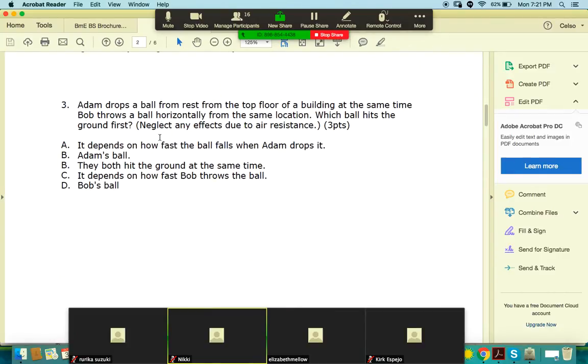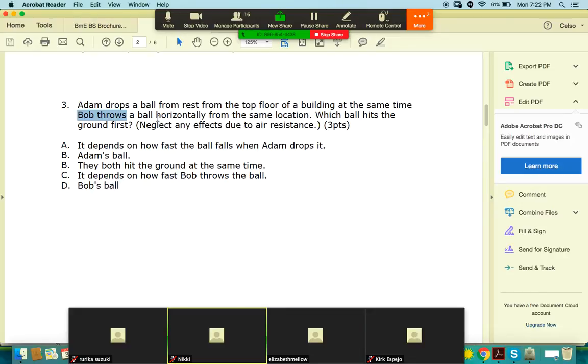Okay, Adam. Adam drops the ball from rest from the top floor of a building. At the same time, Bob throws a ball horizontally from the same location. Which ball hits the ground first? Neglect any air resistance. So look at this. The ball is dropped from rest, right? Which means the initial velocity in y for Adam is 0. Now look at Bob. Bob throws the ball horizontally, which means the initial velocity in y for Bob is also 0.